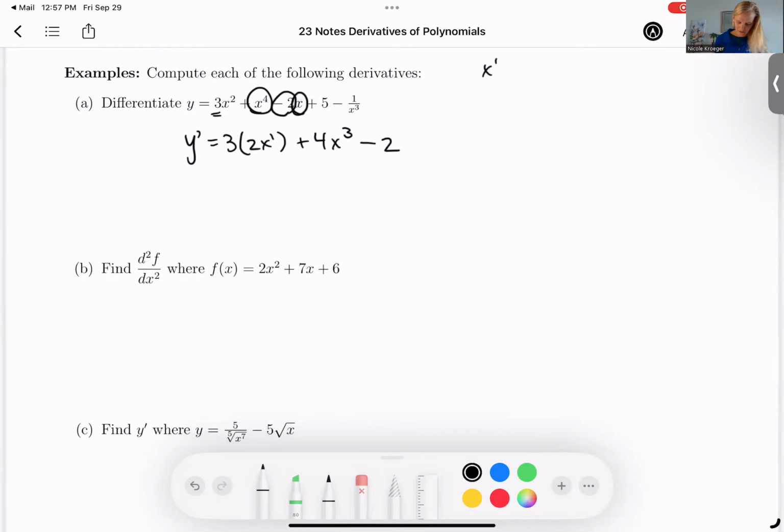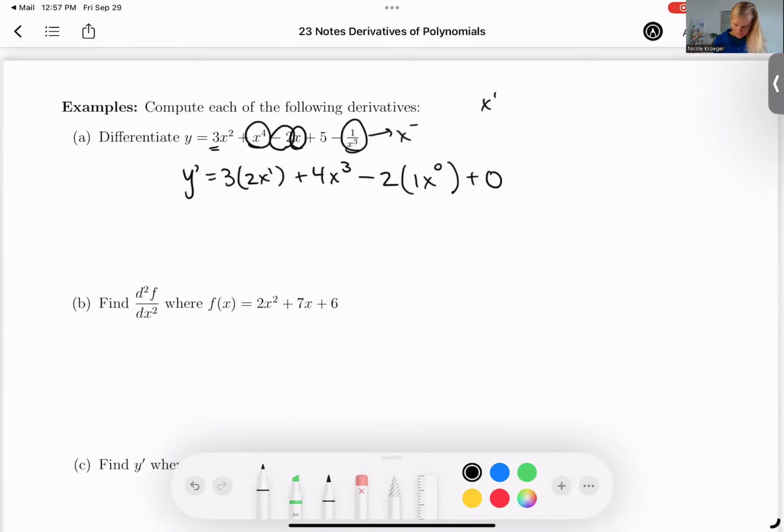X is like x to the first, so we bring the 1 down, we subtract 1 from 1 to get 0. 5 is a constant, so its derivative is 0. And then this last piece we can rewrite as x to the negative 3, so we're going to have minus. The derivative of x to the negative 3 is negative 3x to the negative 4. And so let's simplify this. We're going to get 6x plus 4x cubed. X to the 0 is just 1, so we're just going to have minus 2, and then we're going to have plus 3x to the negative 4. Okay, so we're just finding the derivatives of the pieces individually and then combining them together.